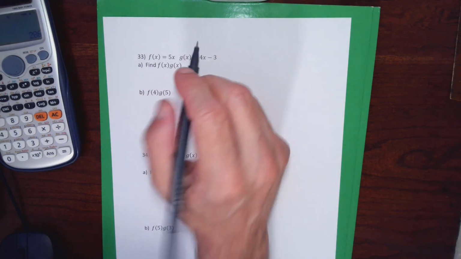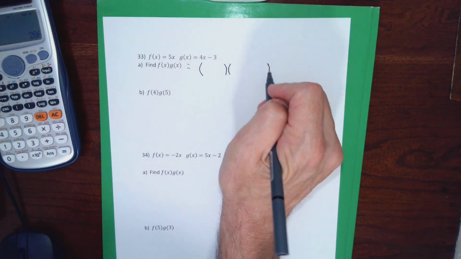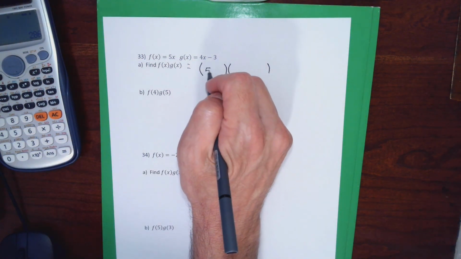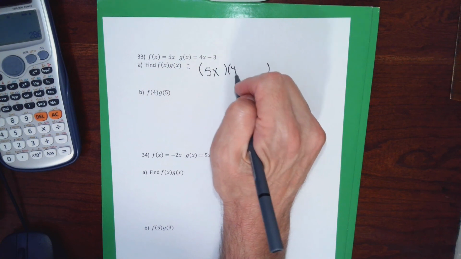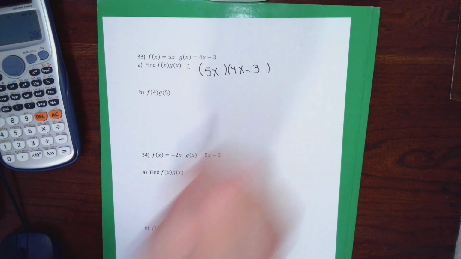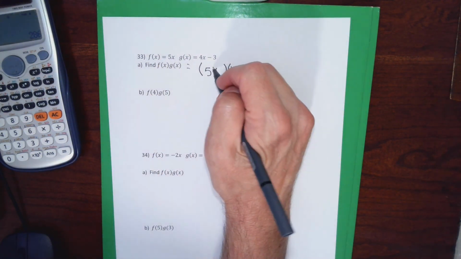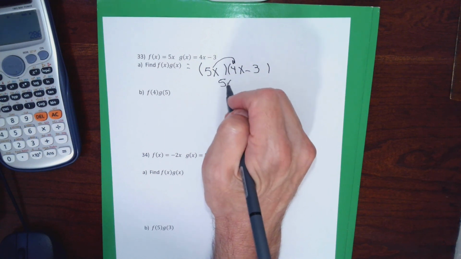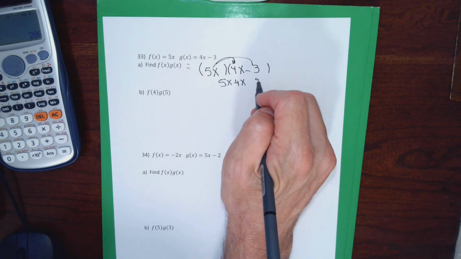33 wants me to find f of x times g of x. Two parentheses. In the first parentheses, write what f of x is equal to. In this problem, I'm told it equals 5x. Second parentheses, write what g of x is equal to. In this problem, I'm told it equals 4x minus 3. Now I'm not going to FOIL, I'm just going to distribute to clear the parentheses. I'm going to go 5x times 4x and 5x times minus 3.